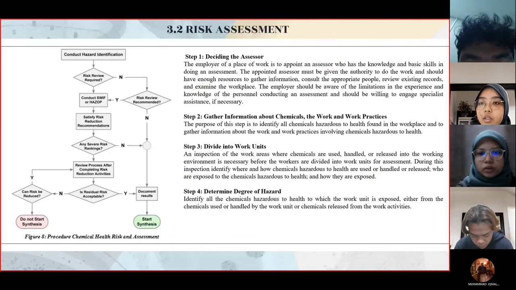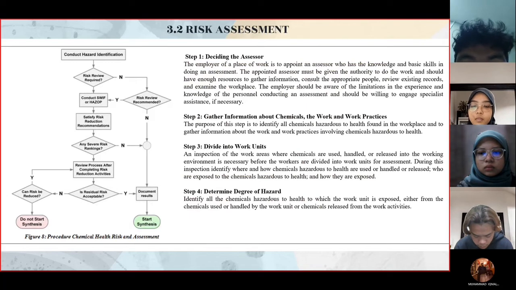Step 2. Gather information about chemicals, the work and work practices. The purpose of this step is to identify all chemicals hazardous to health found in the workplace and to gather information about the work and work practices involving chemicals hazardous to health.